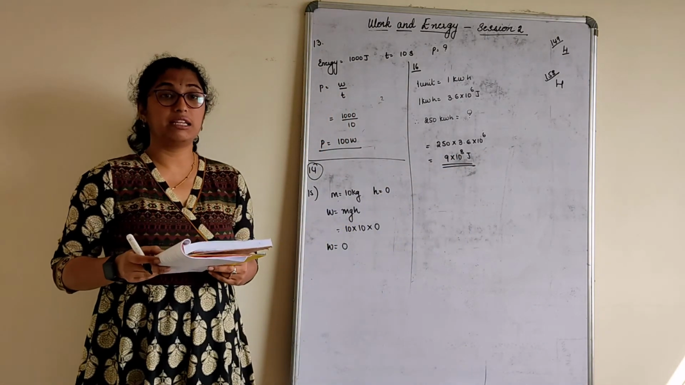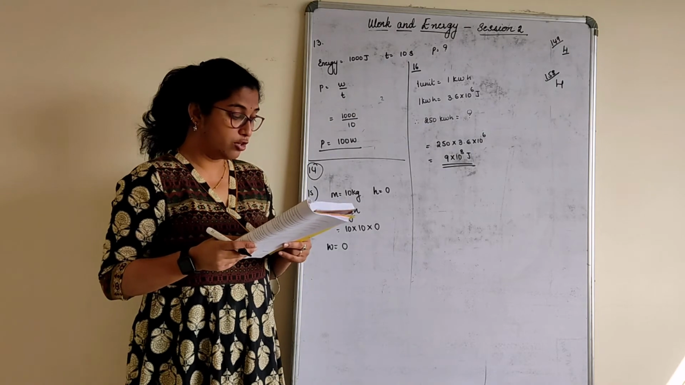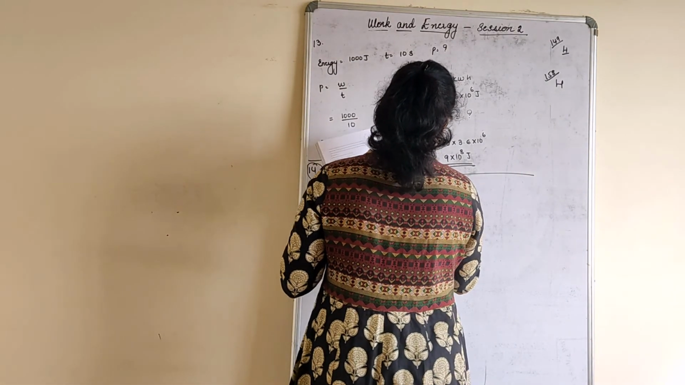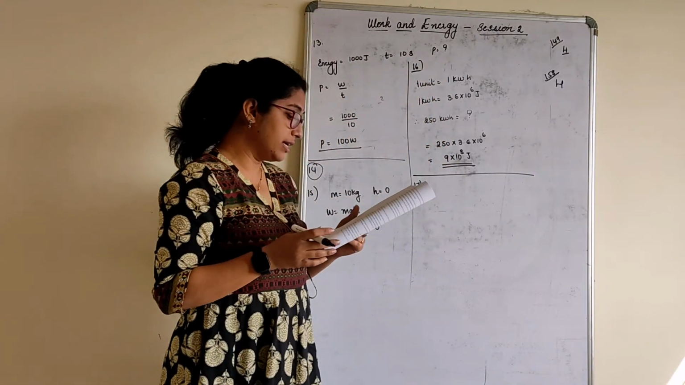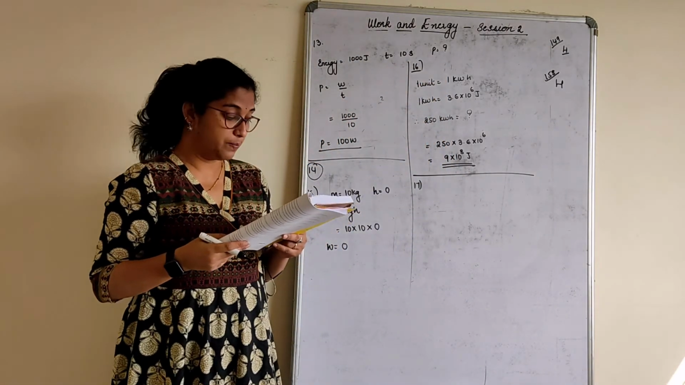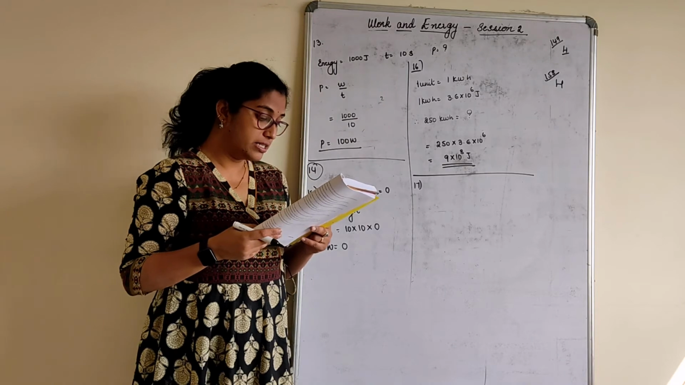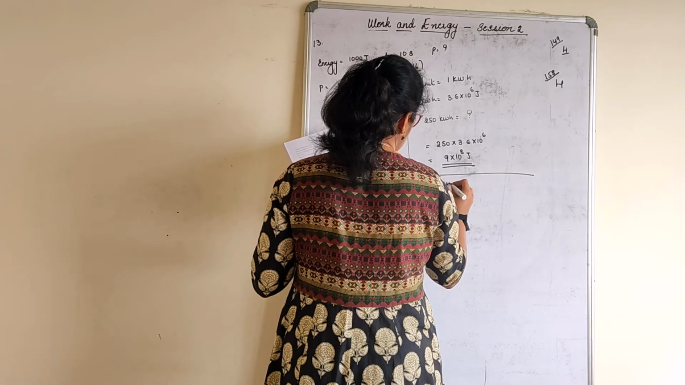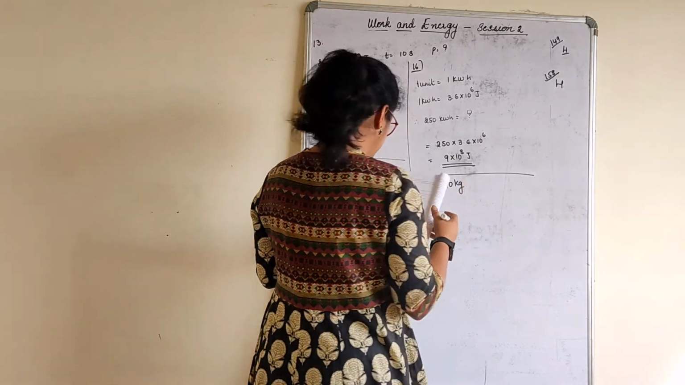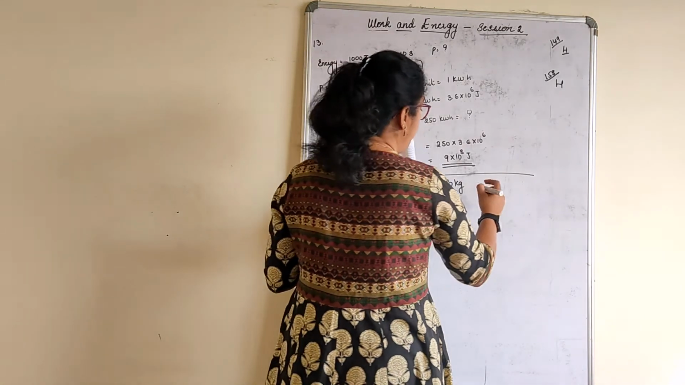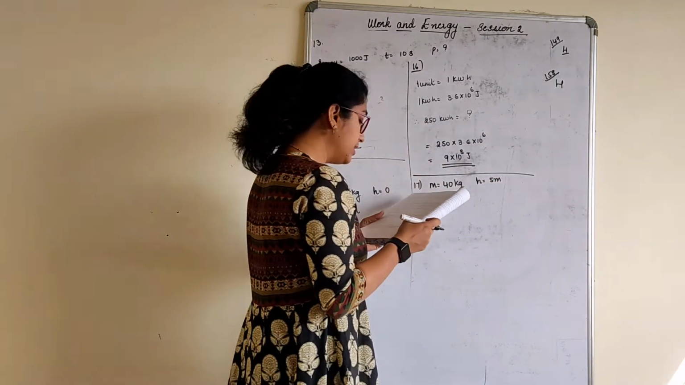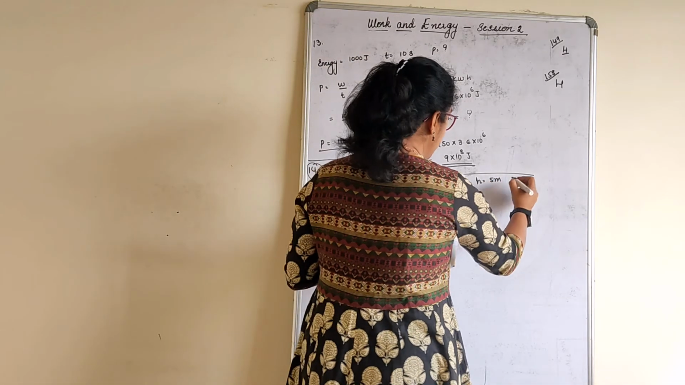Kilowatt hour is nothing but units. That you all should know. The next one, according to me, is question number 17, but in your book it is question number 10. An object of mass 40 kg is raised to a height of 5 meters above the ground. What is its potential energy?